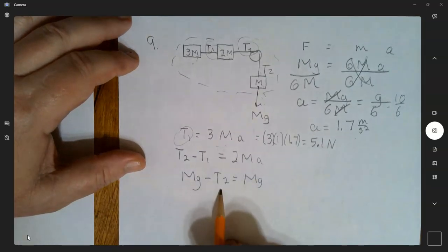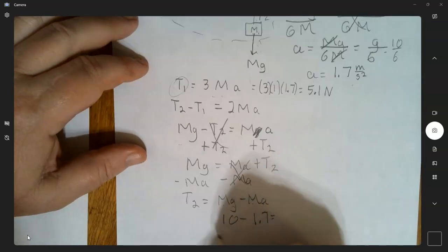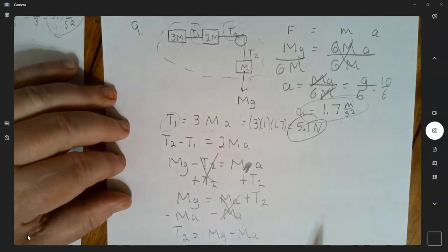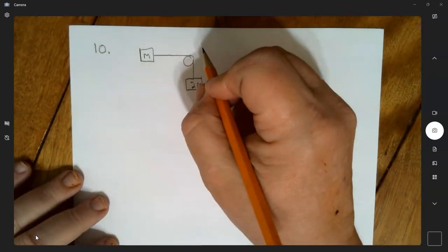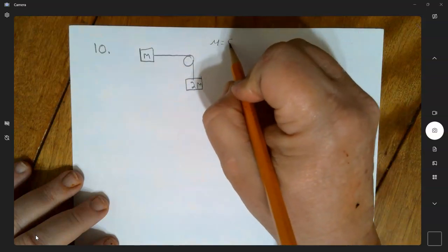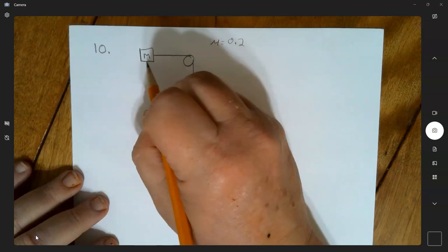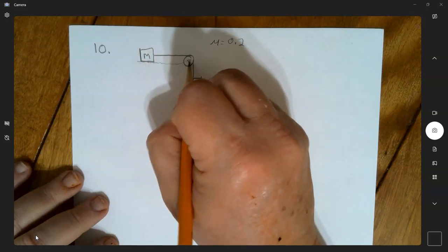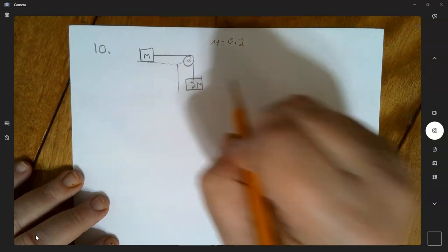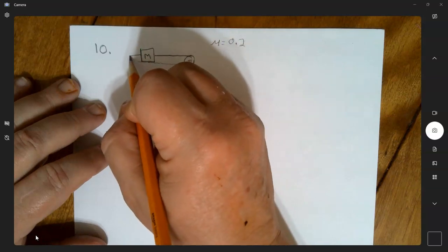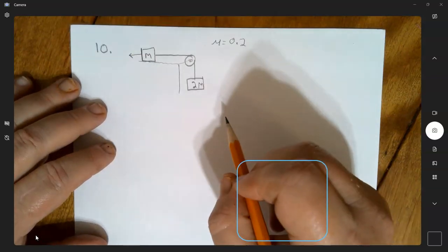Now we'll come down to this one to do T2, and that's going to be T2 equals 8.3. Okay, next problem. Now this one has a friction force, so we got to remember that mu is 0.2. Okay, so the friction force is going to be on this block on the surface of the table. All right, so now we've got to write that into the equation.